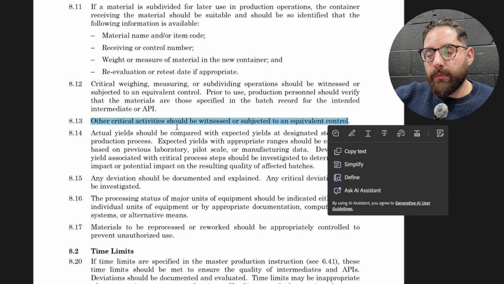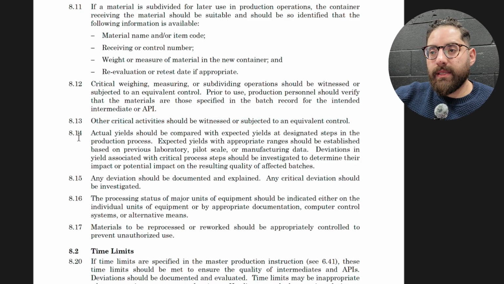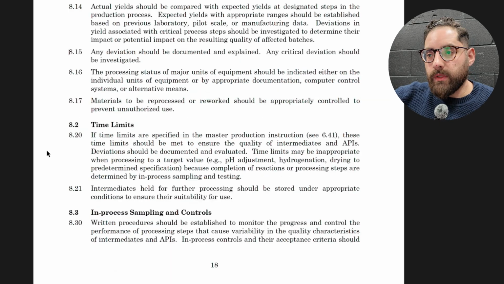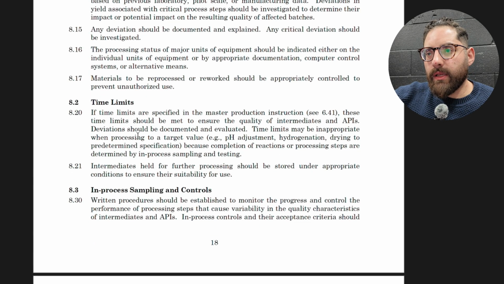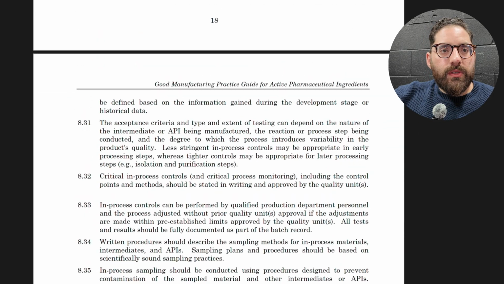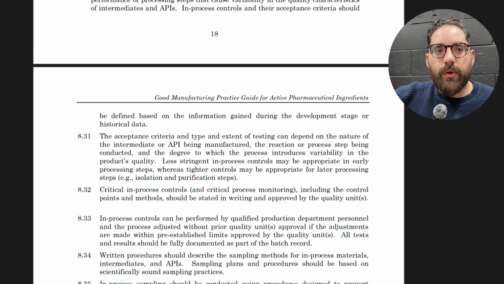Actual yields should be compared with expected yields, and any deviation should be documented and explained. Critical deviations should be investigated. There's time limits like excursions. The other sections that I wanted to highlight here are 8.30 to 8.32, in-process sampling and controls, that's highlighted in section 8.3.